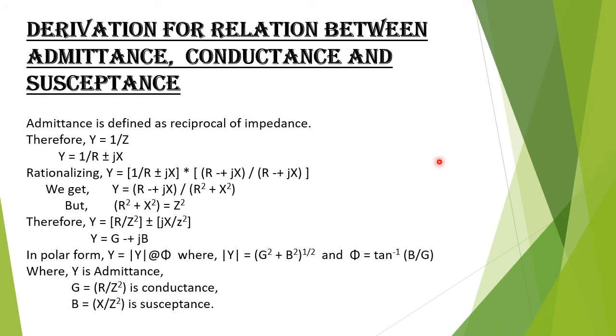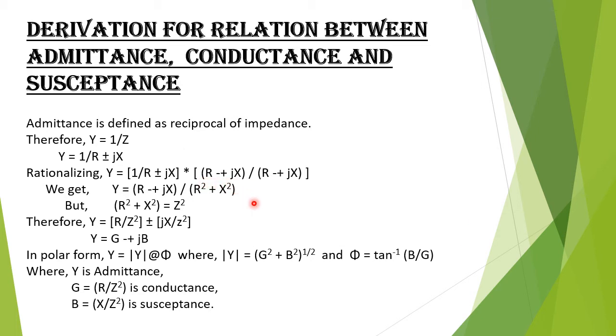Now we will move on to the part of derivation. As we know that admittance is defined as the reciprocal of impedance, therefore Y = 1/Z. Y = 1/(R ± jX). Now we have to rationalize it. For rationalizing, we will multiply and divide by R ∓ jX.